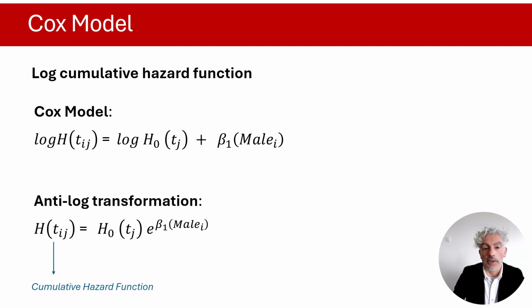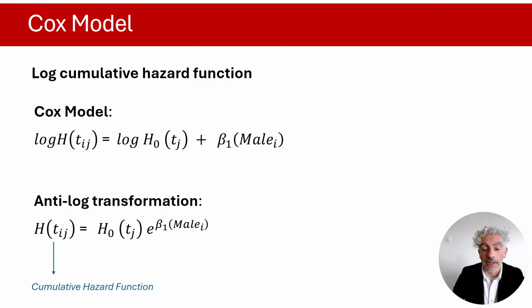Given the Cox model, we can take the antilog of both sides. Here I represented a formula of the Cox model with the log of the cumulative hazard function. But if we take the antilog of both sides of the equal sign, we obtain this other formula, this equation, where the Cox model is expressed in terms of the cumulative hazard function.